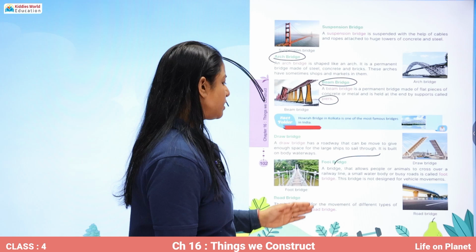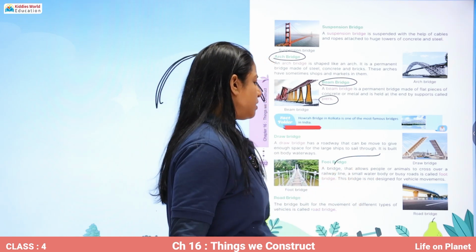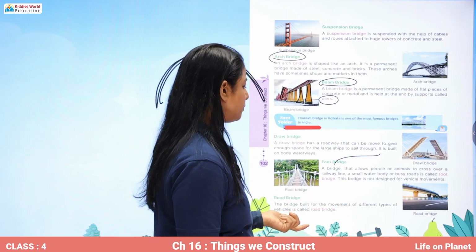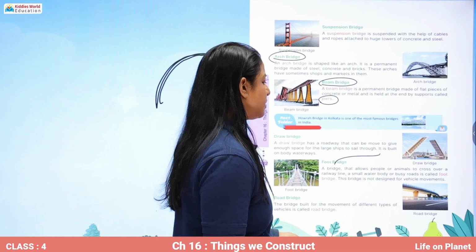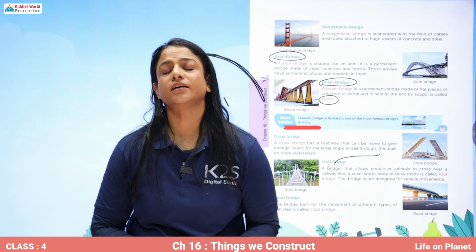Now comes the footbridge, a bridge that allows people or animals to cross over a railway line, a small water body or a busy road. This bridge is not designed for vehicle movements. That is why the name is footbridge. Here on these bridges, people can only walk. So they are small, and not strong enough to take the weight of vehicles.